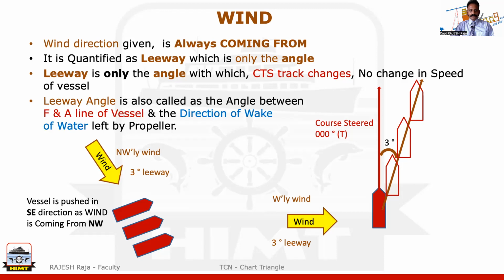Now, this particular leeway angle can also be depicted as the difference of angle between the fore and aft line of the ship. The fore and aft line of the ship is very evident. It is due north, which is 000. And when you start looking at the wake of your propeller, the water, you'll get a wake like this. So the difference of angle between your fore and aft line and the wake of the water can also be called the leeway angle. So if you go and watch your stern, this is a good way of figuring out what is the leeway, how the wind is affecting your vessel.